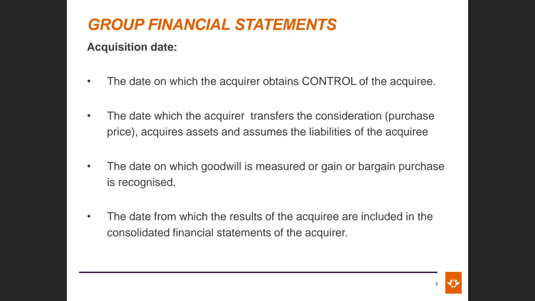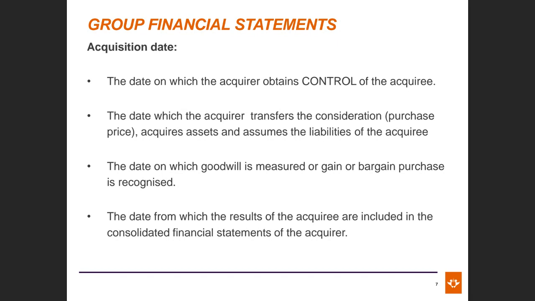So this is the date from which the results of the acquiree are included in the consolidated financial statements of the acquirer. So from the acquisition date, we are basically adding in the results, the profits, the revenue, the expenses of the acquiree and including it in the consolidated financial statements. Okay, so that is the importance of the acquisition date.